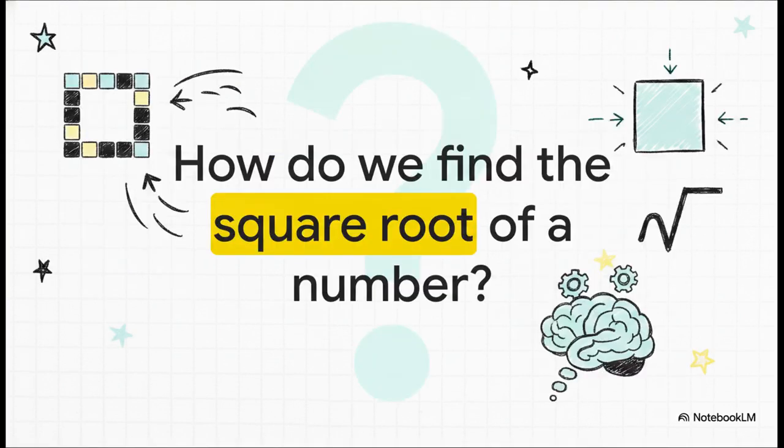So we have totally mastered building a square using odd numbers. But that kind of leaves a huge question, doesn't it? If we know how to build a square, how do we reverse it? How do we find its root? Well, that is exactly what we are going to uncover in our next explainer, when we talk all about square roots.